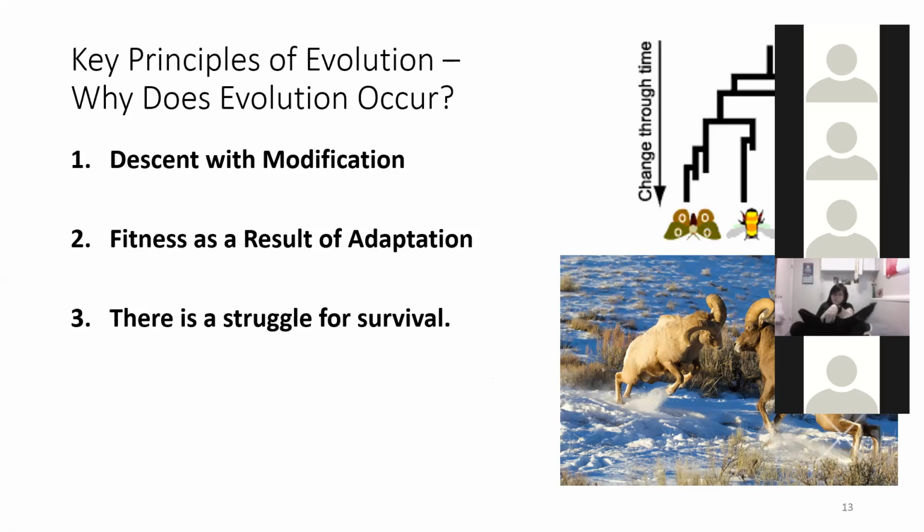All right, so why does evolution occur? And there are 3 main points. We're going to do a bit on why, and then we're going to turn around and do a bunch of work on how it happens. So we've got descent with modification, fitness as a result of adaptation, and the idea that there is a struggle for survival.